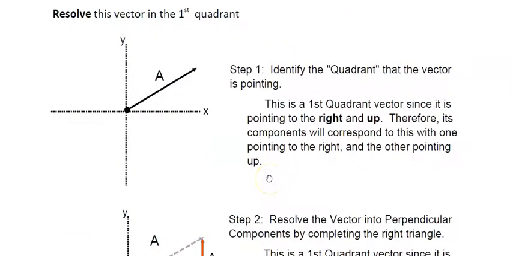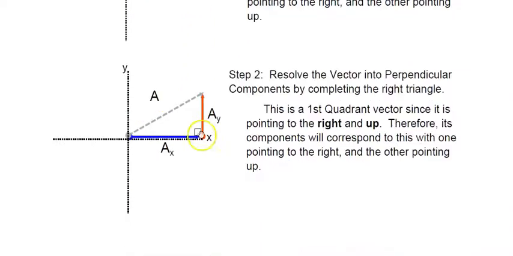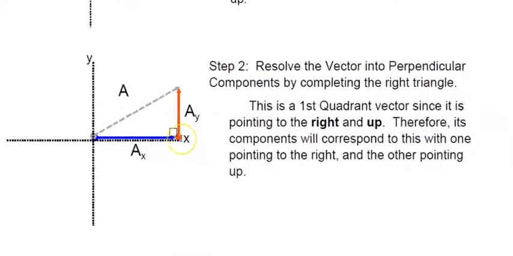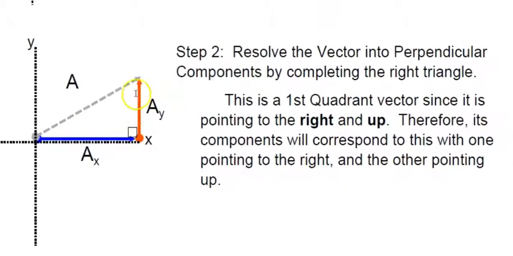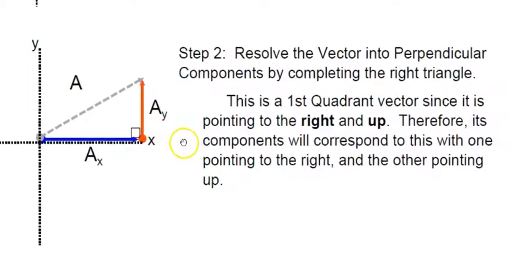Let's practice by resolving this vector in the first quadrant. Step 1. Identify the quadrant that the vector is pointing. We can see that this vector A is pointing to the right and up, which makes it a first quadrant vector. Therefore, we make this vector A the hypotenuse of a right triangle. Doing that, we draw a positive AX component and a positive AY component. We have resolved the vector into perpendicular components by completing a right triangle.